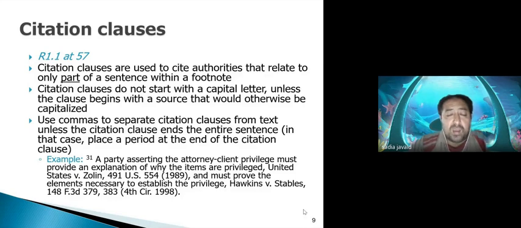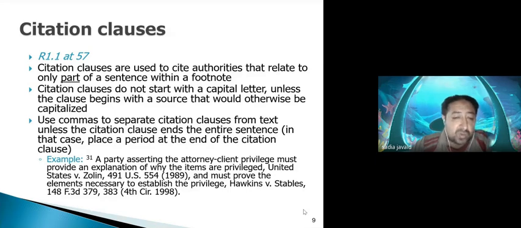So again, this approach varies from place to place and from person to person. According to the requirement, it will be different. So again, this is the example that is being highlighted here. A party asserting the attorney-client privilege must provide an explanation of why the items are privileged.